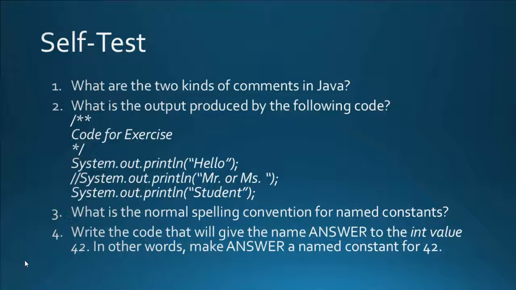Number 3, what is the normal spelling convention for named constants? Number 4, write the code that will give the name answer to the int value 42. In other words, make answer a constant for 42. And that concludes this lesson, ladies and gentlemen.